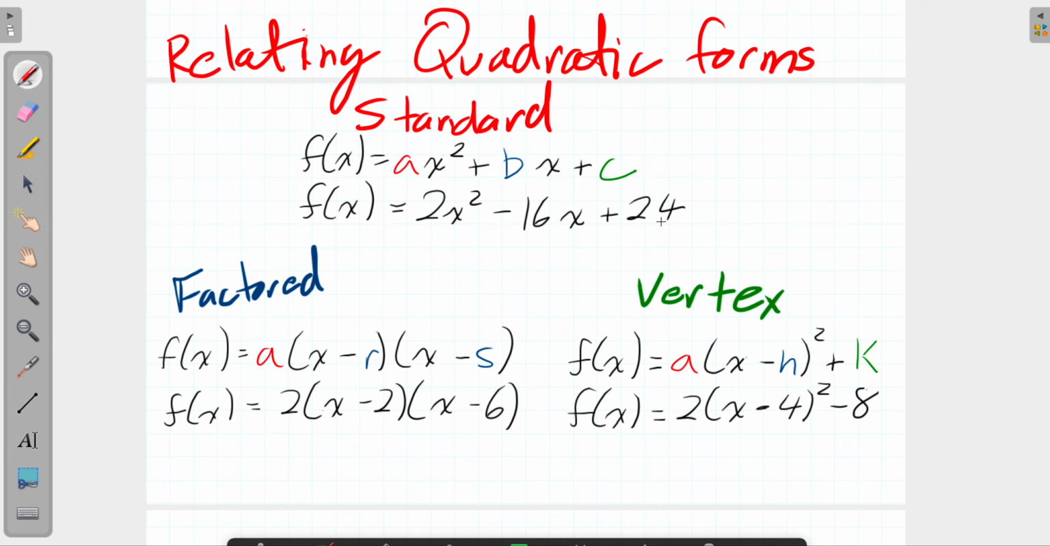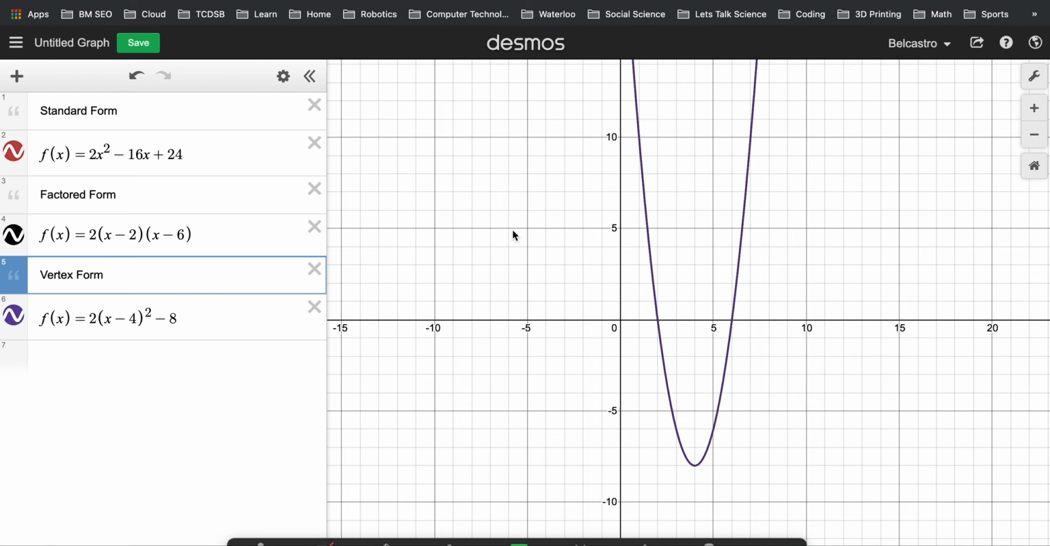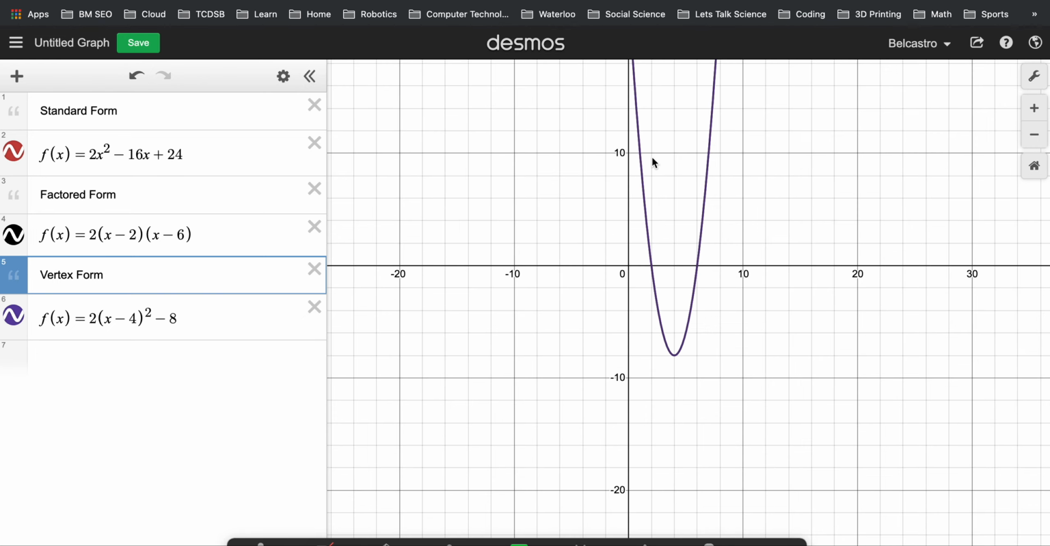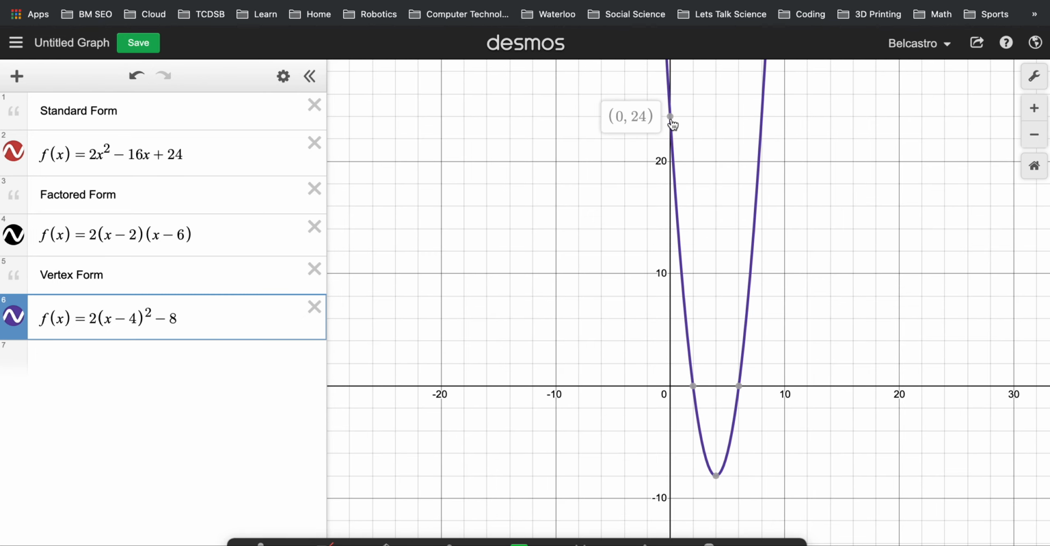So for instance, in standard form, graphically, only the C really gives us any information. And the C happens to be the y-intercept, okay? So in this case, 24 should be our y-intercept. And if we do a little zooming out and move around the page, you'll notice that at 0 and 24 is our y-intercept. So since that is the standard form, I'm going to add an extra line just below it because that's what standard form gives us.